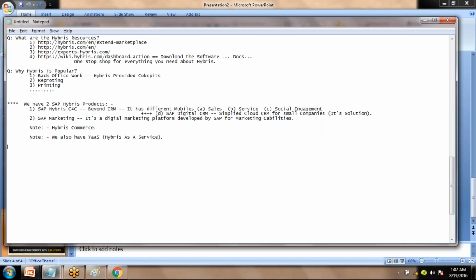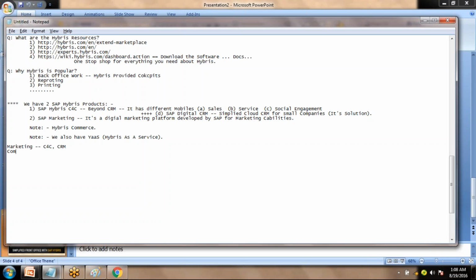Okay, so let's take the example of the first one, marketing. Marketing, you can do integration with C4C, Cloud for Customer. Cloud for Customer means you can integrate with sales, services, social engagement, and you can integrate with the CRM.